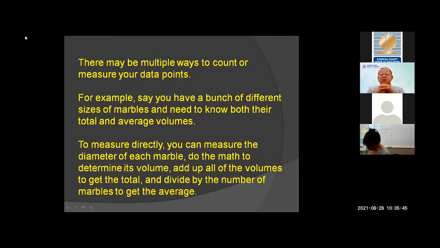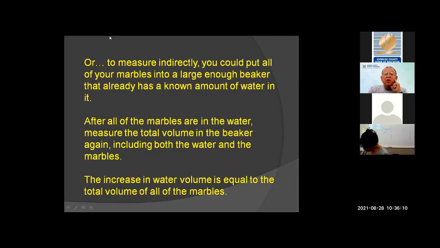If you have different sizes of marbles, for example, since I like marbles here, and you need to know both their total and average volumes, to measure them directly, you can break out a caliper and measure each one of them, write it down, do the math to determine the volume of each one, and then add up all the volumes to get the total. Divide by the number of marbles and you get the average. That gives you what you want. That, if you have 10 or 15 marbles, is pretty easy. If you have more, it can be problematic.